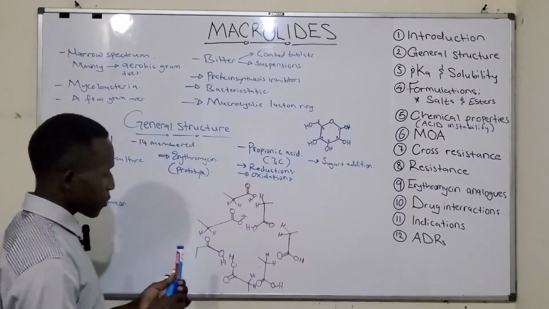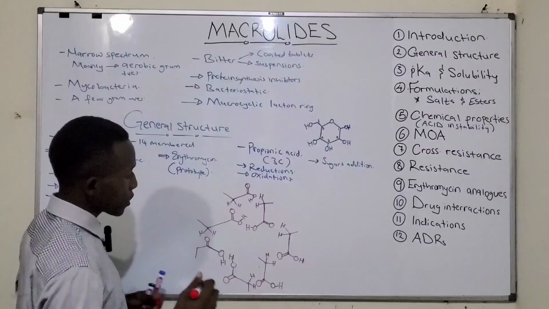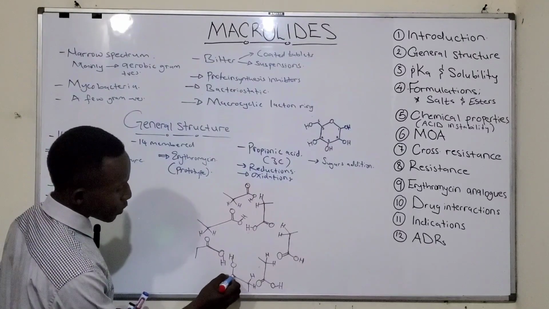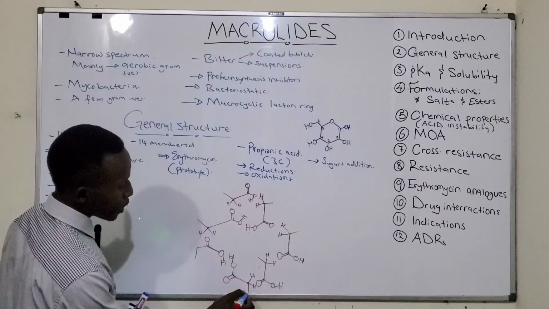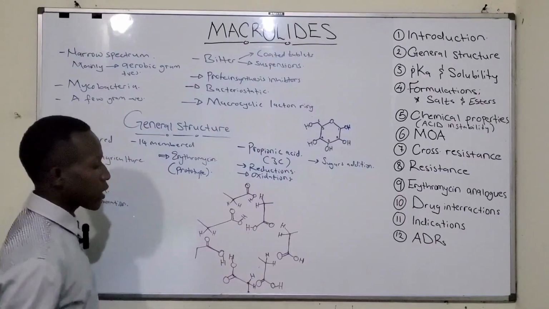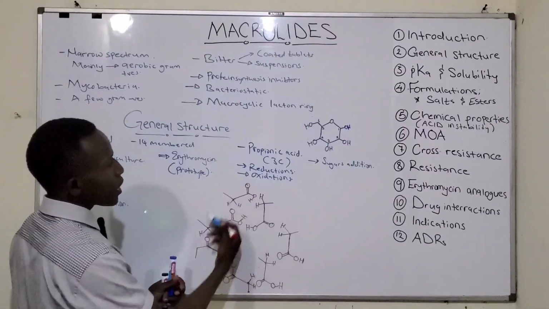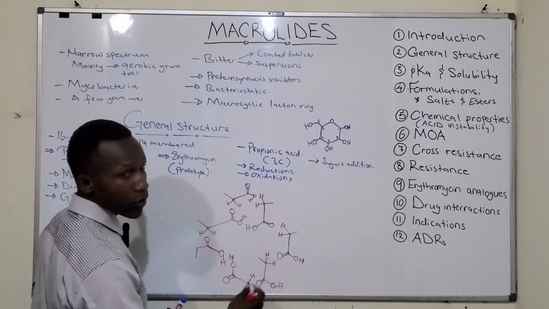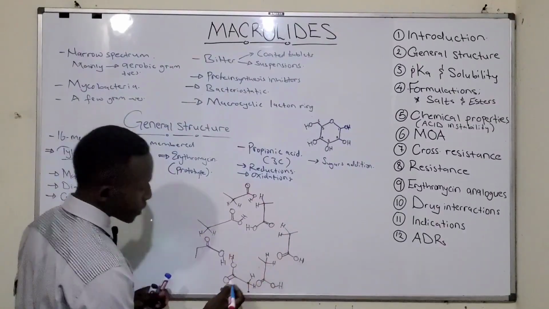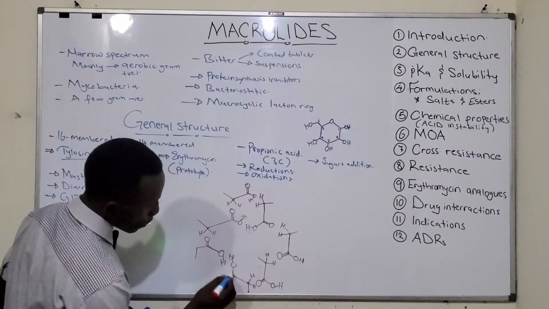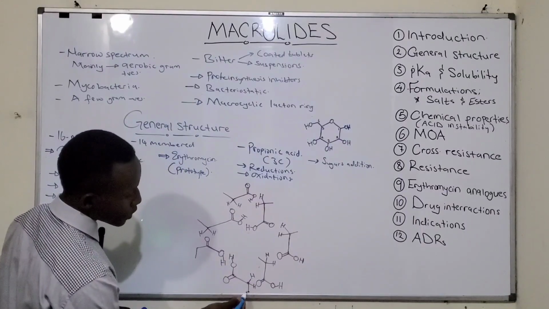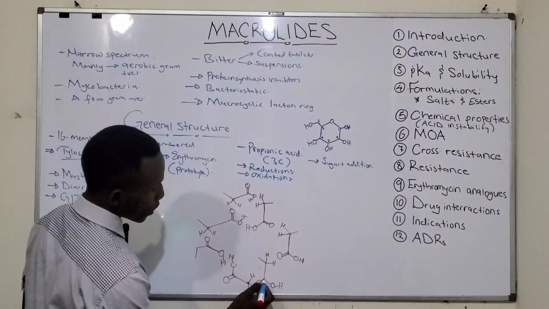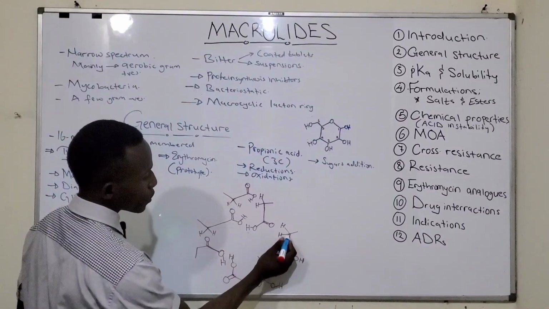Propionic acid is a three-membered carbon structure. When you look at this structure, here it is one carbon, this is another carbon, and this is the third carbon. So we use the propionic acid moieties or the propionic acid residues to make the erythromycin. This is carbon 1, this is carbon 2, this is carbon 3. Even this one, this is 1, 2, 3.